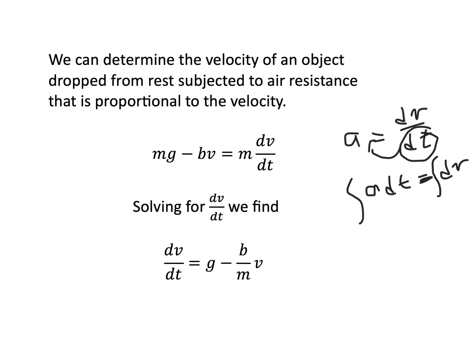And we did it by using this separation of variables technique. That's exactly what we're going to do here. I've got this term that involves v and this term that involves v. I want to move all of these over to one side, and then I'll move the dt terms over to the other side. So that's going to be our approach for solving this equation for v.